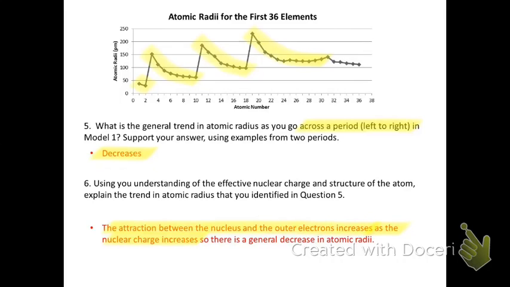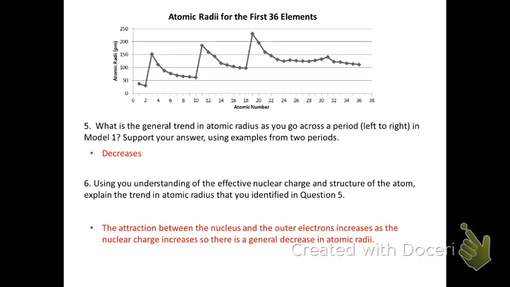So, because the nuclear charge is increasing, there's a greater attraction on the valence electrons. The valence electrons are going to be attracted to the nucleus strongly, and therefore the radius is going to start shrinking. It's going to get smaller because the nucleus attracts those valence electrons with a stronger force of attraction, causing the radius to get smaller and smaller as you move across the periodic table.